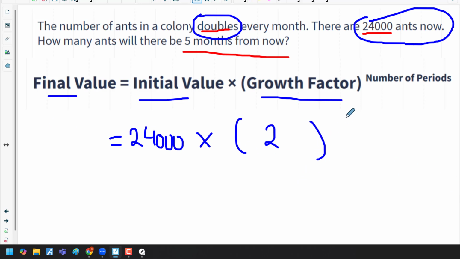But yeah, 24,000 times 2. And then the number of periods. What's the number of periods? Periods means time. When does this double? It doubles every month. And how many months are there? 5 months. So the number of periods is 5. So this is going to be 2 to the power of 5. So 24,000 times 2 to the power of 5.